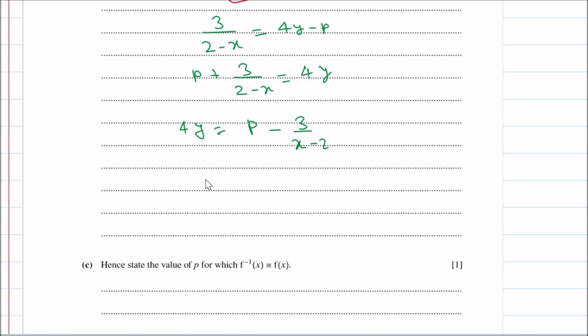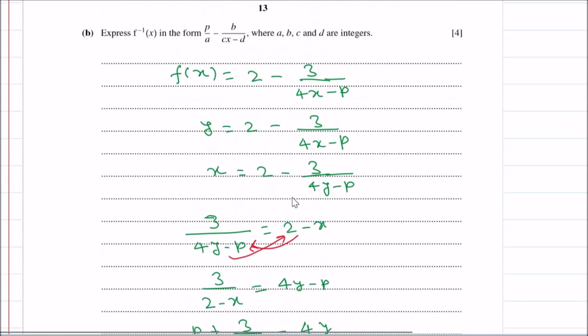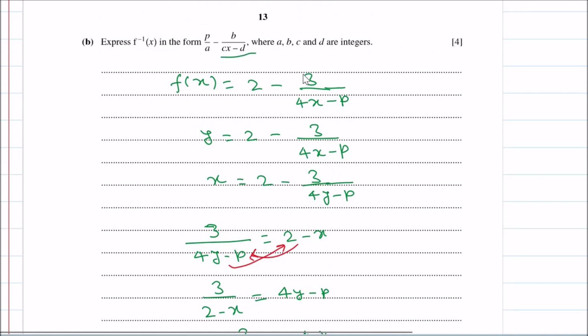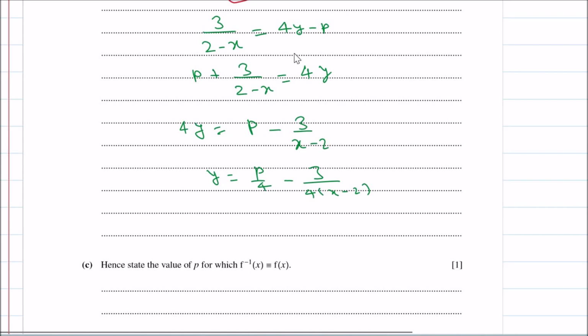Okay. Now let us take 4 to the right side and divide each term. We get p by 4 minus 3 by 4 times x minus 2. We should simplify because it is asking here cx minus d, so we need to multiply out the bracket. So we get y equal to p by 4 minus 3 by 4x minus 8. So this is the answer.